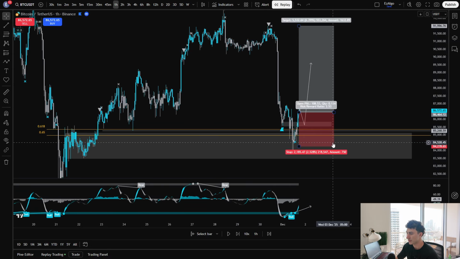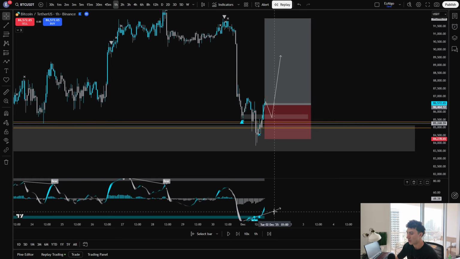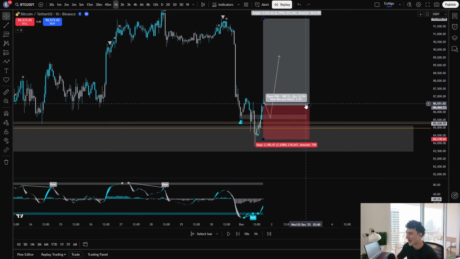Okay, you have your point of interest, sweep of liquidity into an inverse fair value gap with bullish divergences, momentum, volume increasing to the upside. This is a high probability trade.